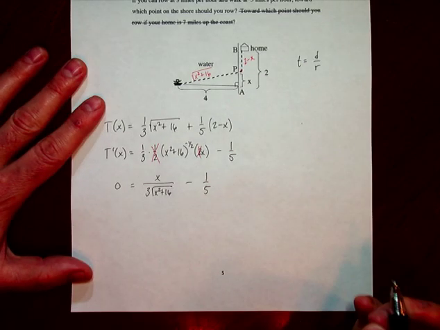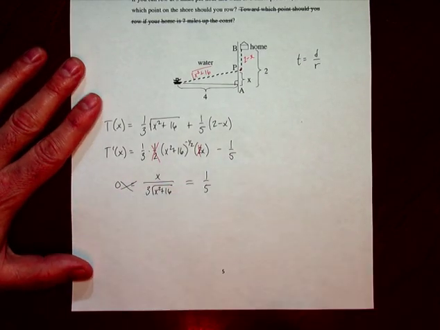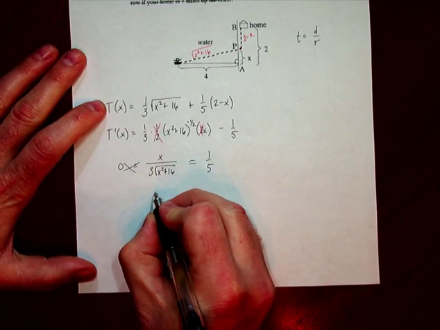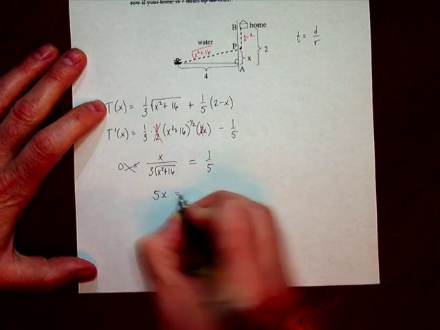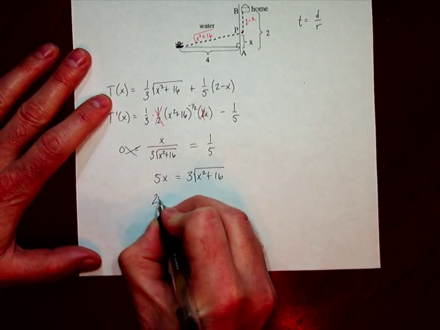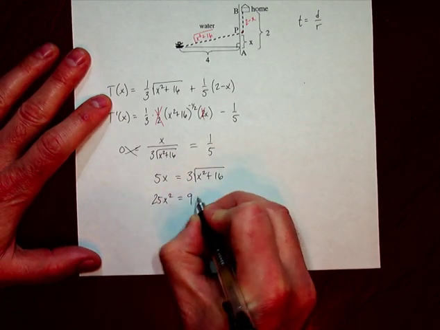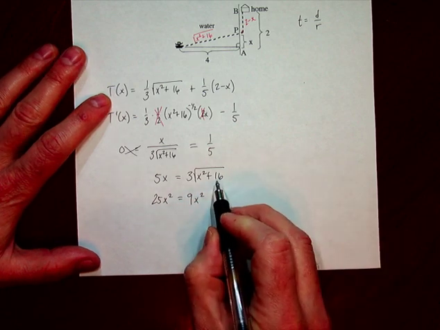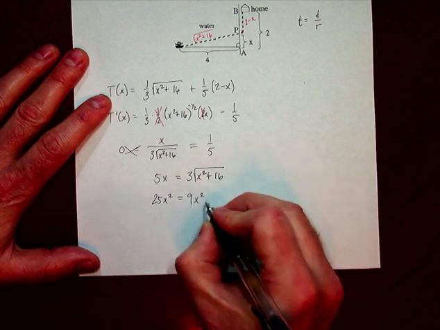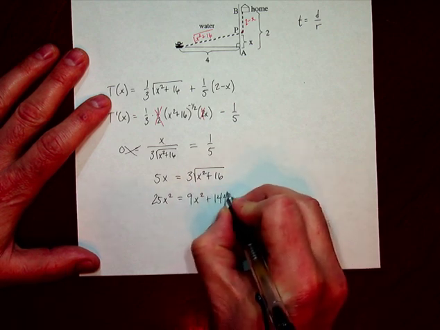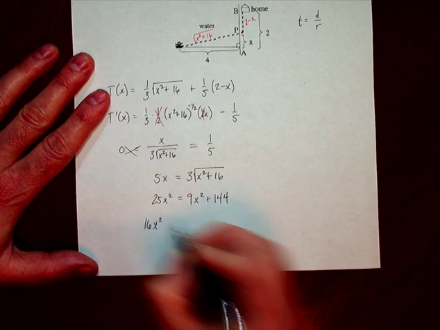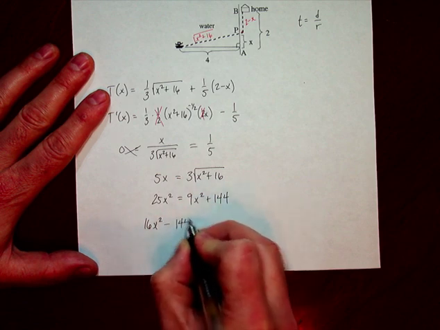Well, again, all I'm going to do is shove the 1/5 over to the other side, save myself a little bit of space. Let's just turn it into the proportion that it's going to become. Now I'm going to cross multiply. Then I'm going to square it. Okay, well, the 16 is going to be multiplied by the 9, right? Which is going to be 144. So what we're going to get is 16x squared minus 144 is equal to 0.